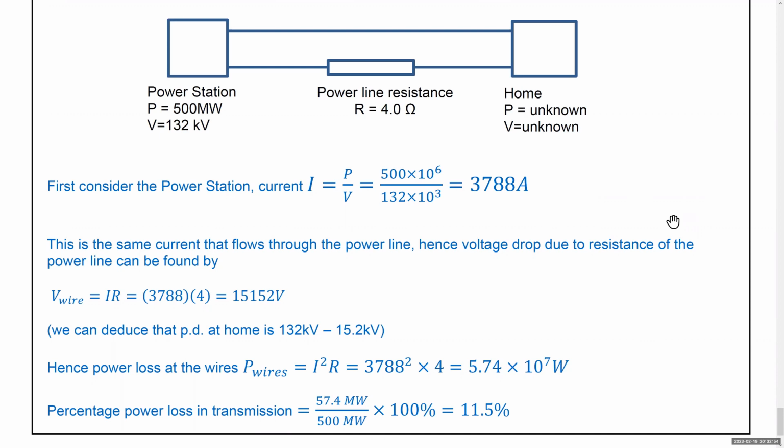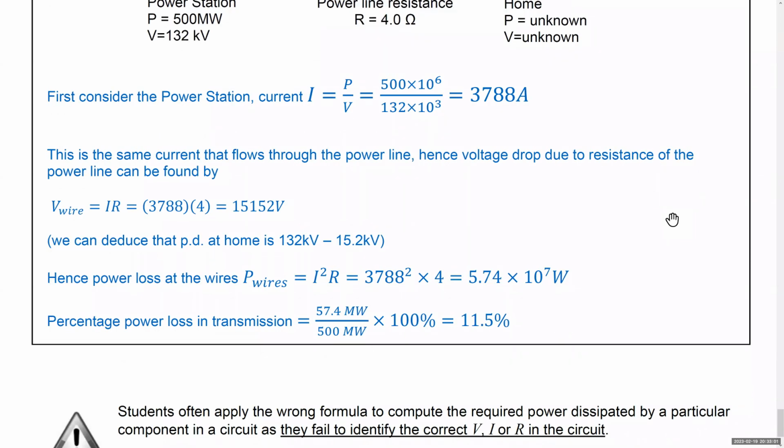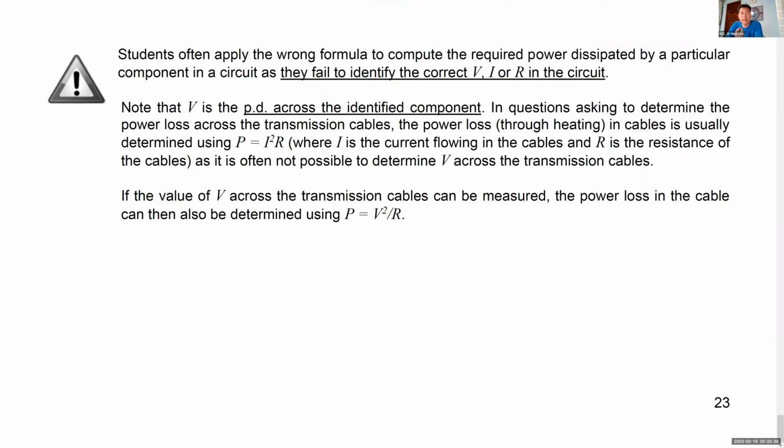Hence, the voltage drop due to resistance of the power line can be found. From there, we can calculate the power loss, which is I squared R. Hence, we are able to find the percentage power loss in transmission, which gives us 11.5%. Okay, this is the end of section 13.1 to 13.5.